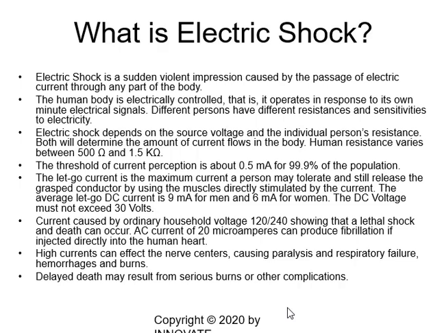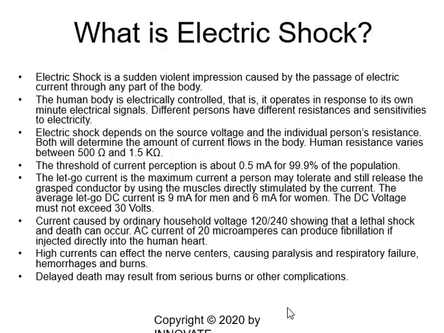So for 1,000 people, 999 people may have this threshold. And this is milliampere DC, not AC. We'll see how dangerous AC is in a moment.